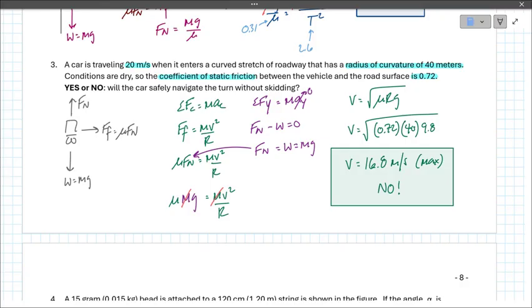The other way you could do it is by solving for the coefficient of friction that you would need given how fast you're going and the size of the circle. So if you have a coefficient of friction that's less than what you need, then that's not great. And if you have a coefficient of friction that's more than what you need, then you have more friction than you need. You're okay. And then lastly, you could solve for the size of the circle and go from there.